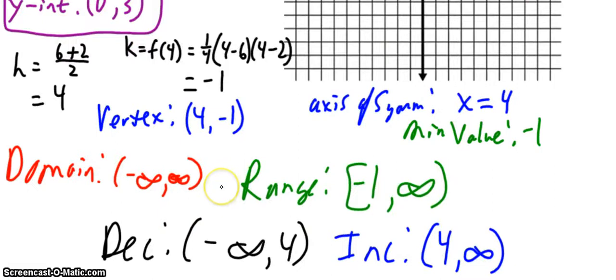Domain is negative infinity to infinity. Range is that minimum value, so negative 1 to infinity. And then this function decreases first, so I wrote that first, so it's negative infinity to 4, which is the x-coordinate of the vertex. And then it's increasing from 4 to infinity.